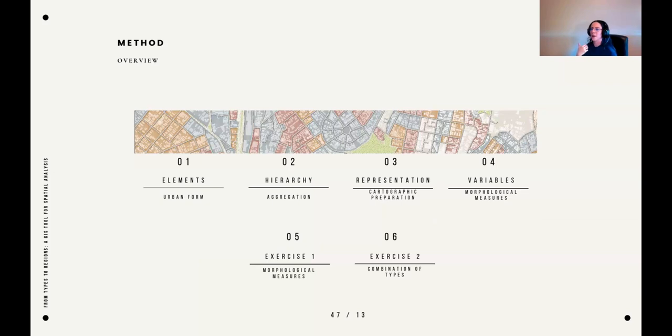The first part, we'll be discussing the elements. What are the elements we're looking at and measuring? Second, how the aggregation takes place in the form of a hierarchical analysis. Thirdly, we're looking at the representation, so essentially the cartographic preparation for each one of the layers. Next, we have our variables, so the process of selecting the set of variables. And the 5th step is actually exercise 1, which will focus just on the variables that were used. And 6th will be our case for the combination of types and testing this hierarchical approach.